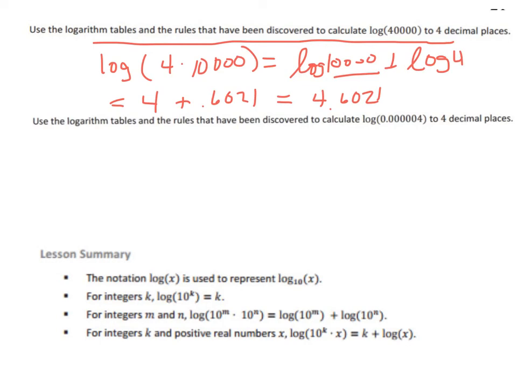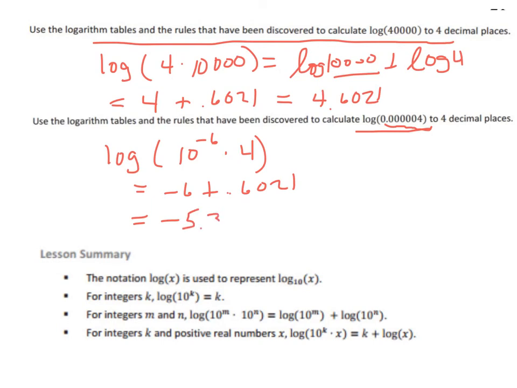Do the same now on this one, log of 0.000004. Well, I got to go 1, 2, 3, 4, 5, 6 spots. So this is going to be log of 10 to the negative 6 times 4. So basically a negative 6 plus the 0.6021. But it's a negative 6, so don't go tell me it's negative 6 point that. The answer turns out to be negative 5.3979.